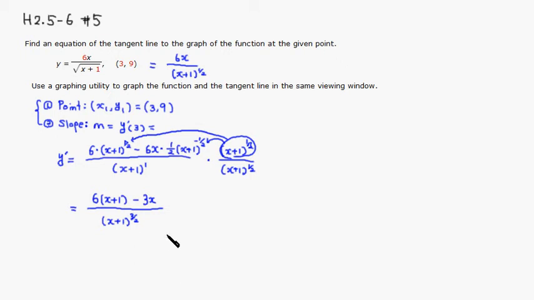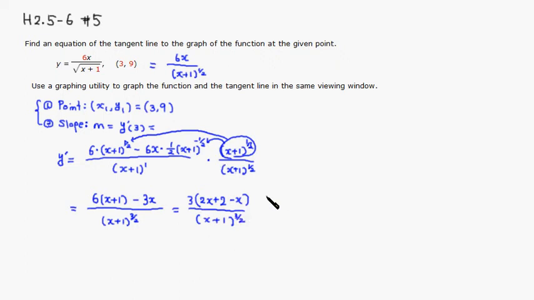Then we can simplify it. If you want, you can pull out 3, since 3 is in common. So you're going to have 2 times x, which is 2x, since the 3 is pulled out, and 2 times 1 is 2. Then the 3 is out, so it's going to be just a negative x, just factoring it out. Then the denominator stays the same, x plus 1 raised to the 3/2 power.